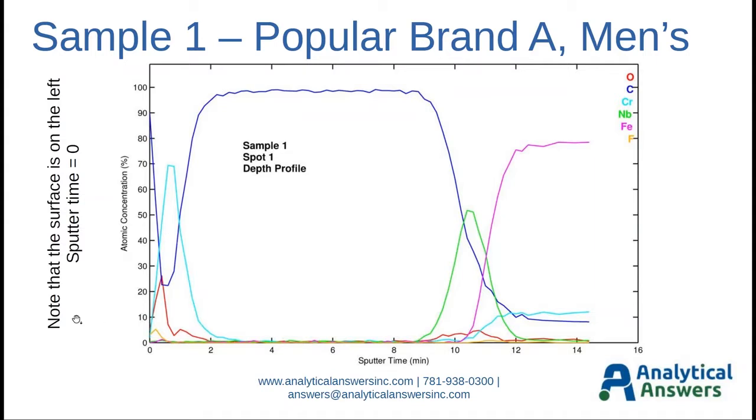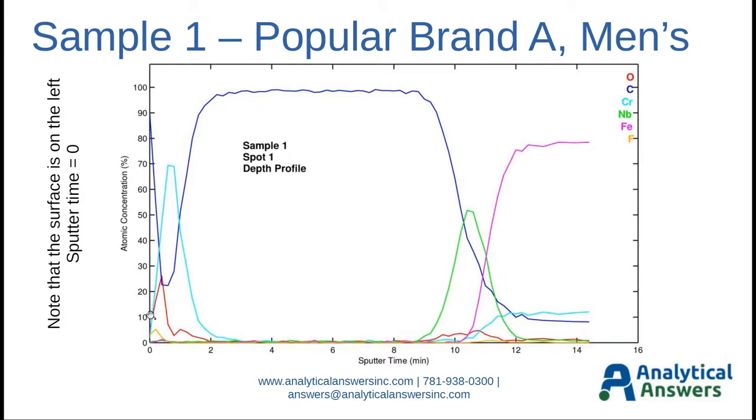And just note with all these depth profiles that the surface is on the left axis at sputter time equals 0. And so the substrates or the bases are always on the opposite end. So here, as we enter the depth profile, we first see that there's a bump of carbon and fluorine on the as received surface. And again, those are those organic and fluorocarbon-based lubricants. And then that chromium layer is shown in cyan, and that starts to increase. And again, peaks at around half a minute to 0.8 minutes.